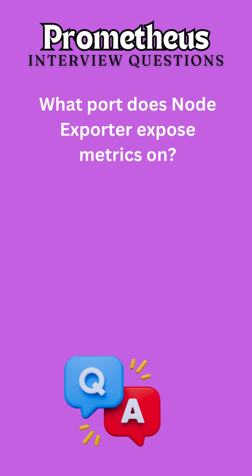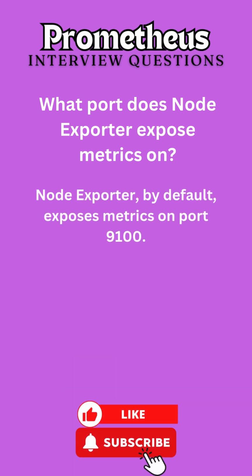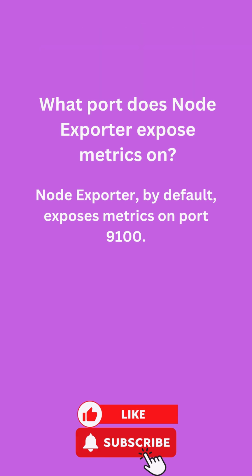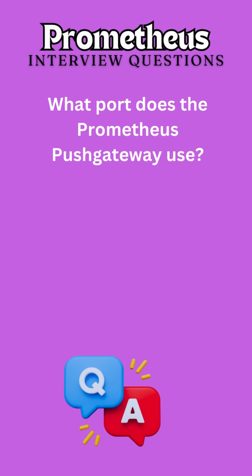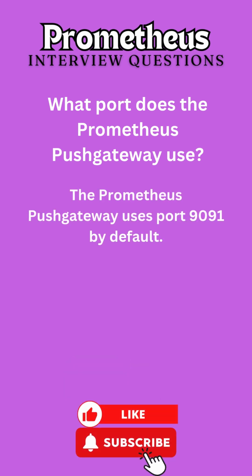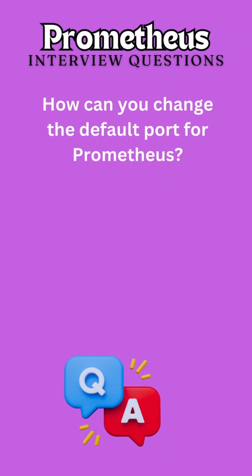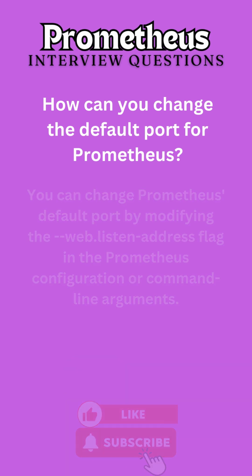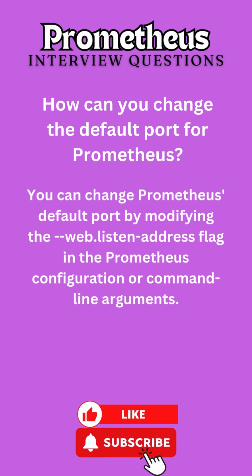What port does Node Exporter expose metrics on? Node Exporter, by default, exposes metrics on port 9100. What port does the Prometheus Push Gateway use? The Prometheus Push Gateway uses port 9091 by default. How can you change the default port for Prometheus? You can change the Prometheus default port by modifying the web.listen-address flag in the Prometheus configuration or command line arguments.